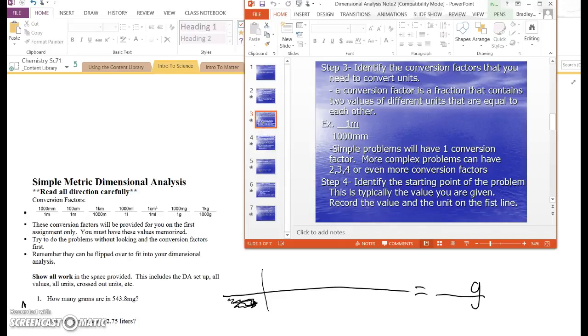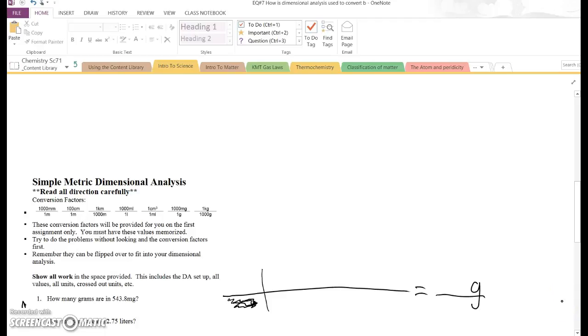The next thing I'm going to do is identify the conversion factors that you need to convert units. And for this problem, it's pretty simple. There's just one conversion factor. But as we get into more complex problems, there's potentially going to be a lot more. If you look here on this worksheet, you will see a list of common conversion factors for the metric system. Everything goes back to the basic unit. So I'm looking for something that creates an equivalency between grams and milligrams.